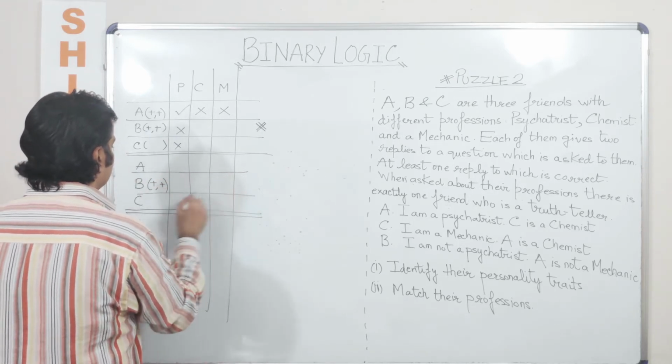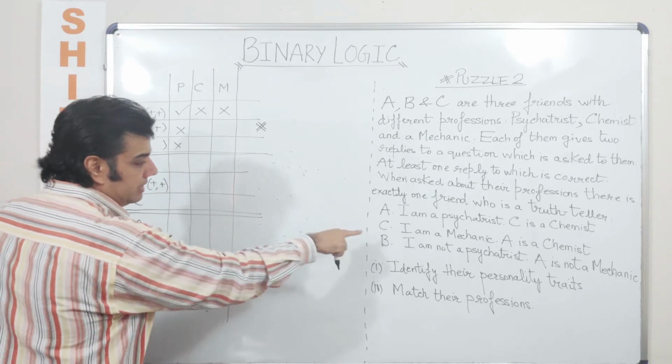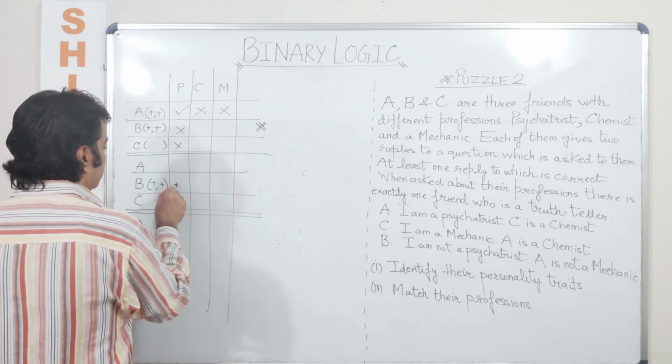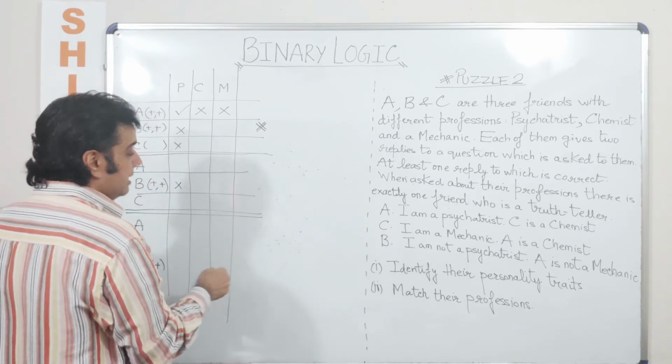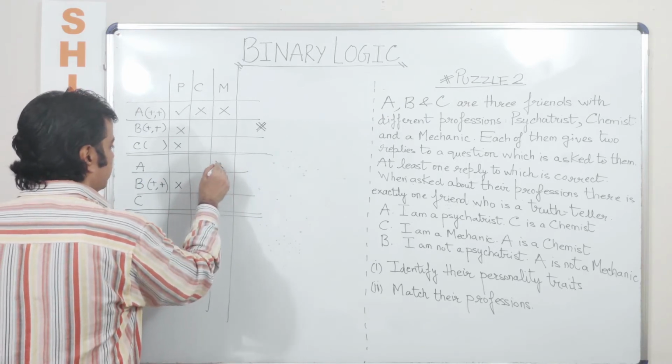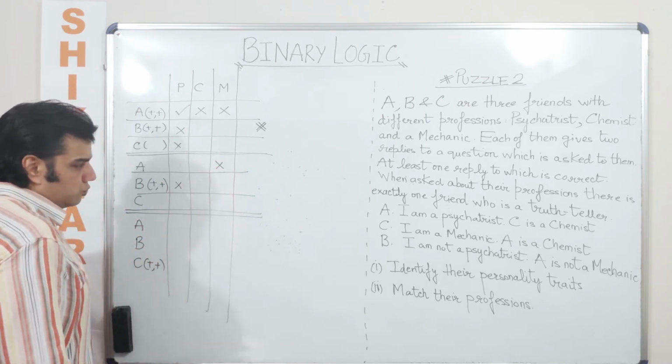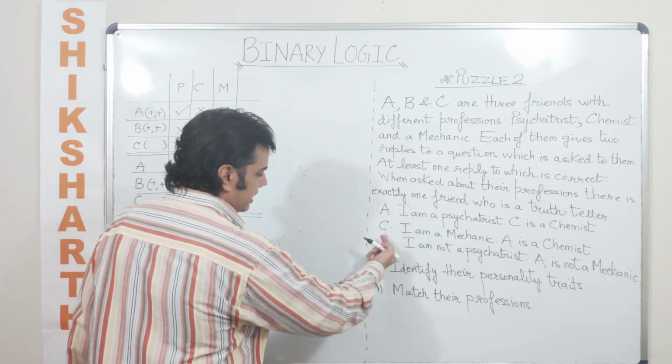Let us talk about this case. Now in which B says what? B says I am not a psychiatrist, okay? At the same time A is not a mechanic. Okay. Now who to choose? I can choose C or I can choose A.